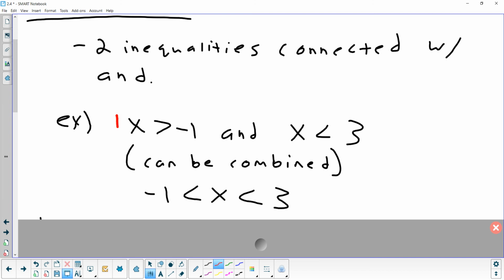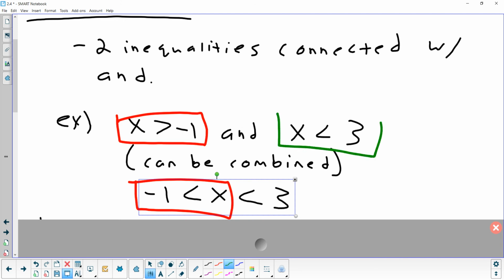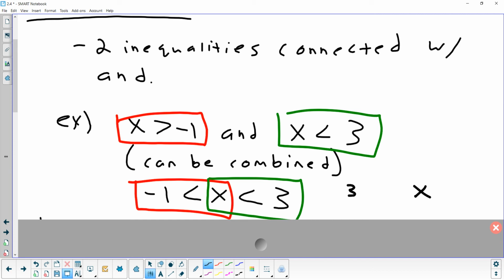And if you're looking at it, this x is pointing at -1, right there. And this x is pointing at 3, right there. Another way you can combine these into one is you could do this. You could put the x in the middle, put a 3 on the left, and you could put the -1 on the right. You could switch the numbers.